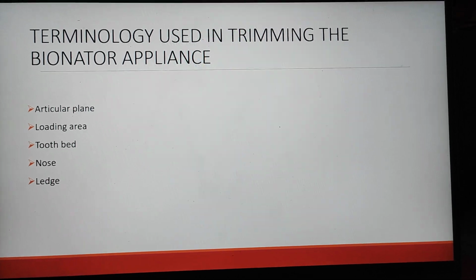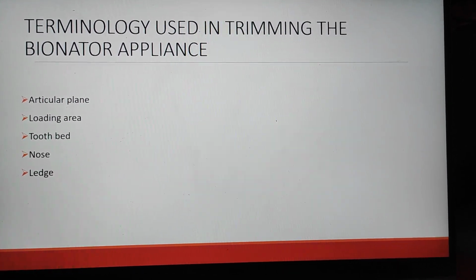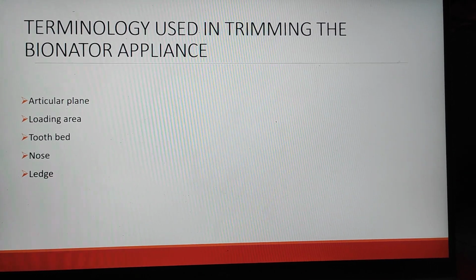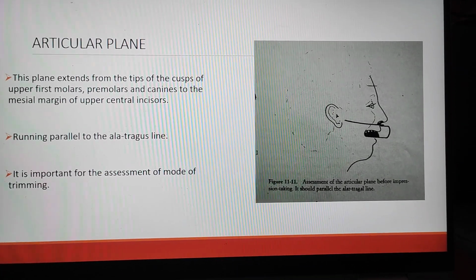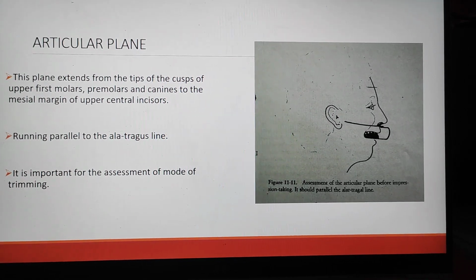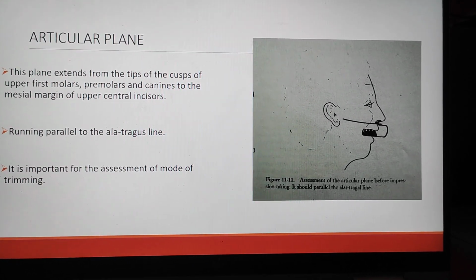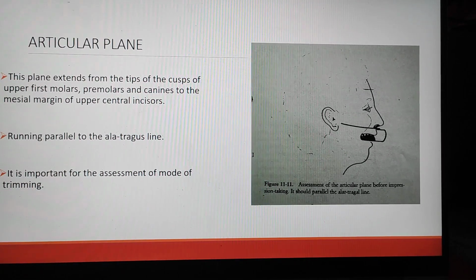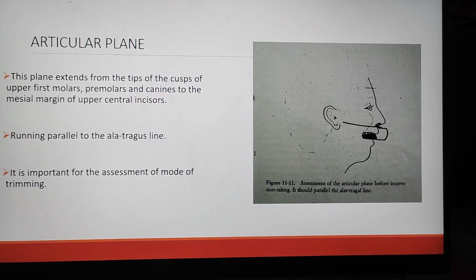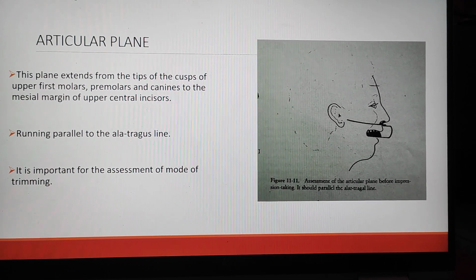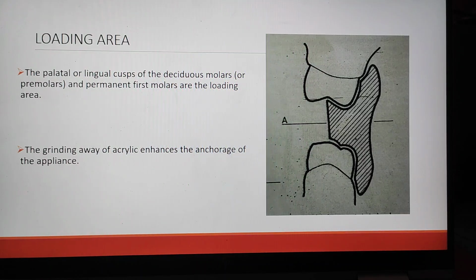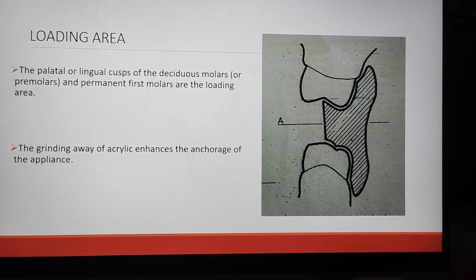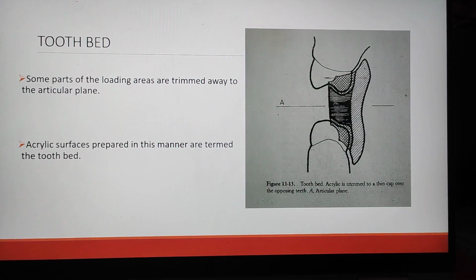There are various terminologies used in the trimming of the bionator appliance. These are articular plane, loading area, tooth bed, nose, and ledge. This plane extends from the cusp tips of the upper molar, premolar and canine up to the mesial margin of the central incisor, and it is parallel to that of the alar tragus line, which is an important assessment for the mode of trimming. Then there are areas which are devoid of acrylic. These are the unloading areas, and those areas in between the cusp that have acrylic are the loading areas.